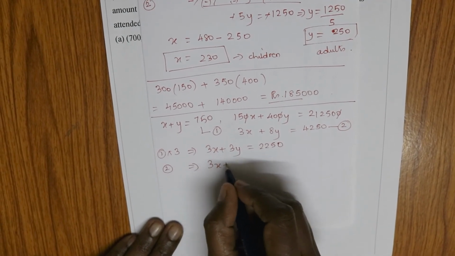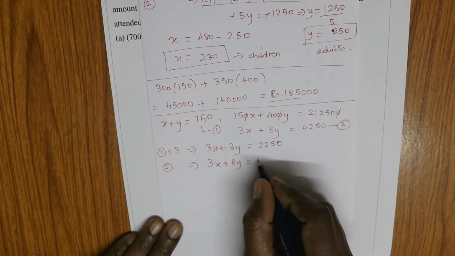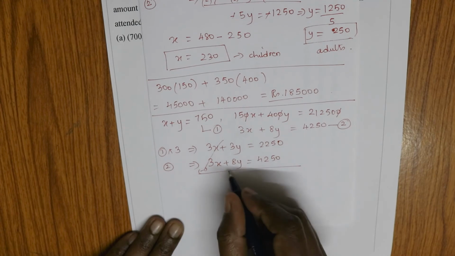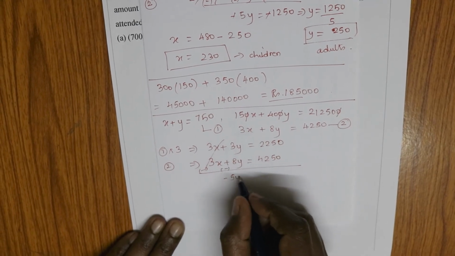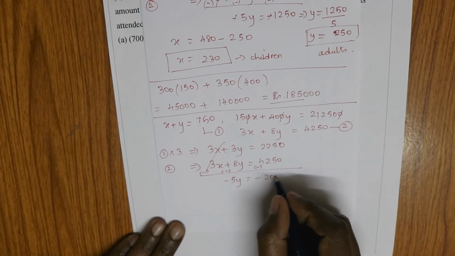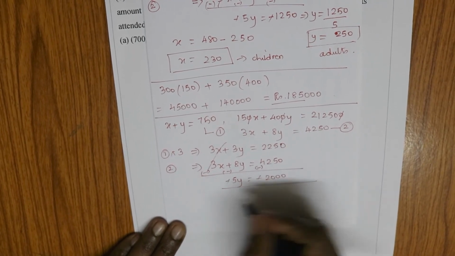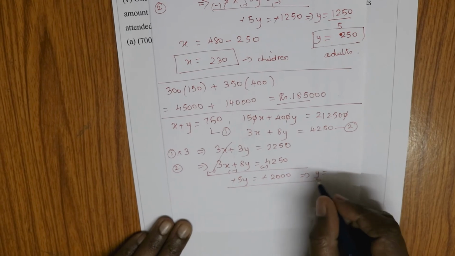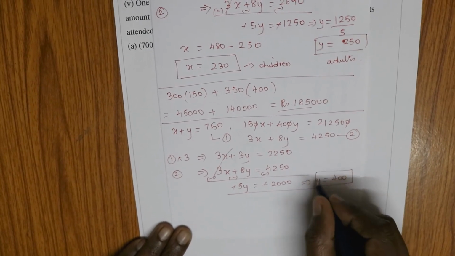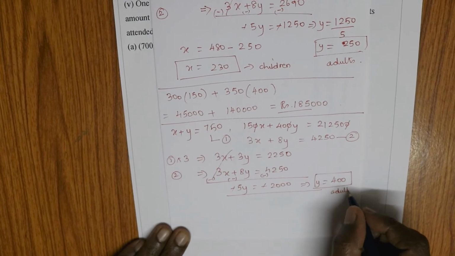Then I'm not going to make any change to the second equation. So that's going to be 3x plus 8y equal to 4250. Elimination method. Cancel. Minus 5y, and if I subtract this, I'm getting my y as 2000 by 5, which is 400. So this is the number of adults.